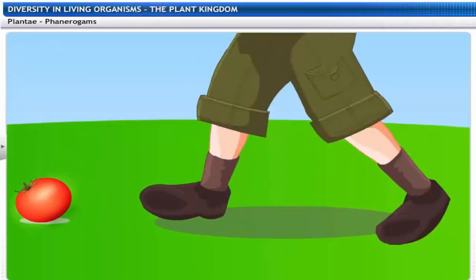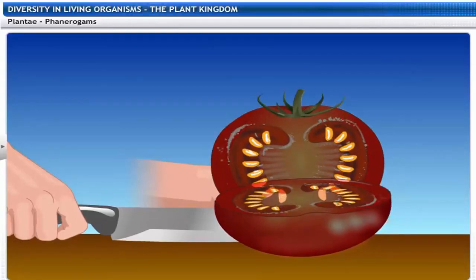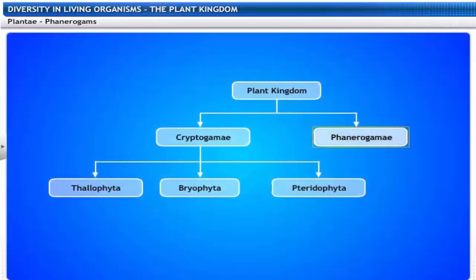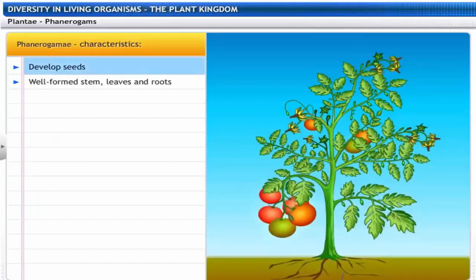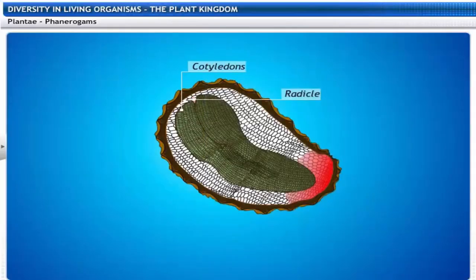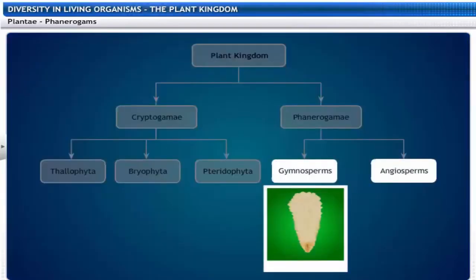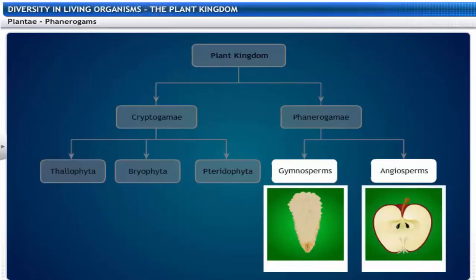What's that? A ripe tomato? Tomatoes have a lot of seeds inside them. Seeds are the result of the reproductive process. This makes the tomato a phanerogam. All plants that develop seeds and have well-formed stem, leaves and roots belong to the subkingdom Phanerogamae. Phanerogams contain embryo along with stored food that helps the embryo to germinate. Based on whether the seeds are naked or enclosed in fruits, phanerogams are further classified into gymnosperms and angiosperms.